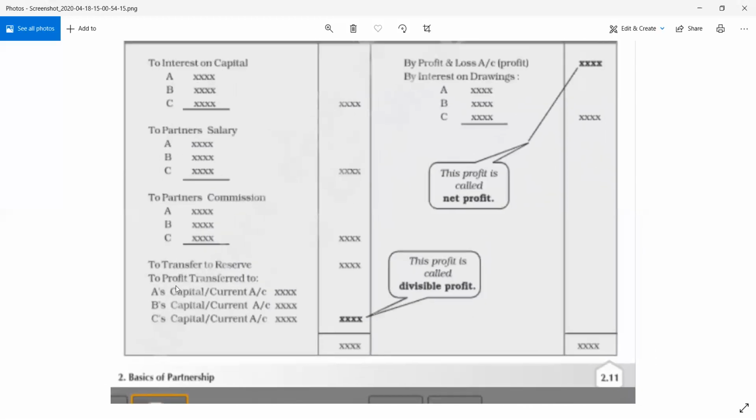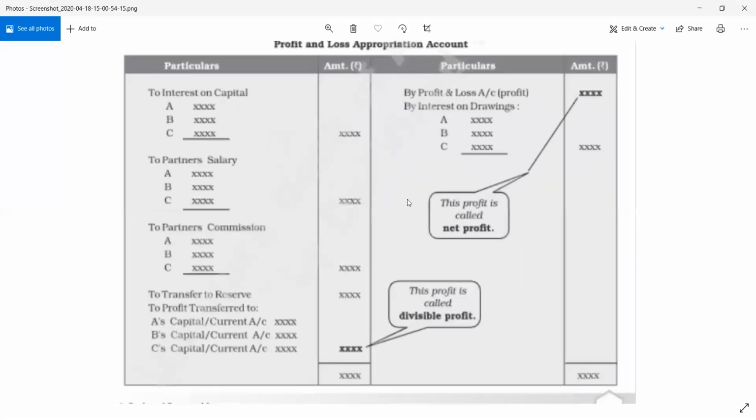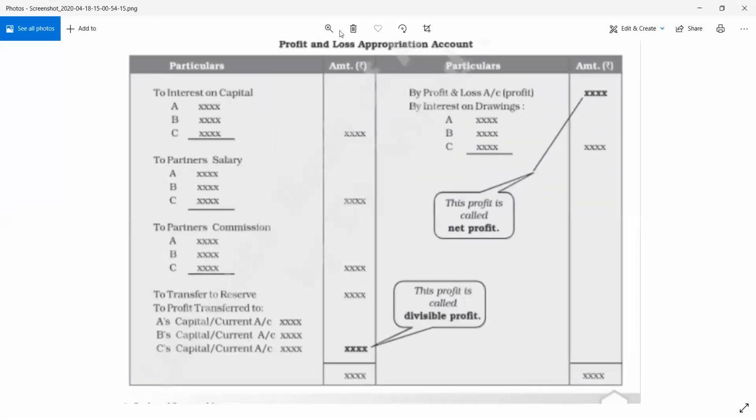Then ultimately you have to do the balancing of both the debit and the credit side. Okay, obviously in most of the cases the credit side will be more. In case the debit side is more, the treatment of that is totally separate. We'll see it later. Okay. Other than that, always the credit side will be more.